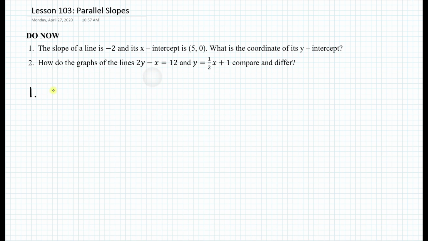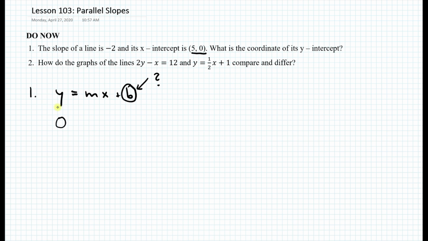So the slope-intercept form is y equal to mx plus b. And in reality, this is the value we want to find. We want to find the b value, okay? That is the y-intercept. So we have a point at (5, 0). So we can say that the x coordinate is 5 when the y coordinate is 0.